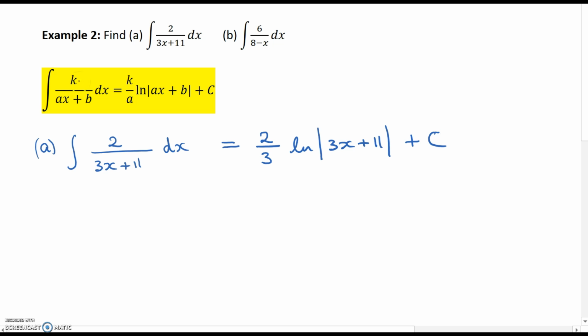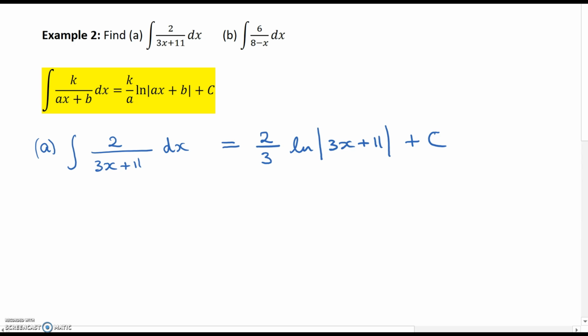Okay, so whatever was on top of the fraction remains on top outside here. The coefficient of a goes in front as well, and it becomes the denominator of a fraction, and then log of whatever the base was. Log of whatever the denominator was plus c. So that's the first one done. That was very simple. No need for u substitution.